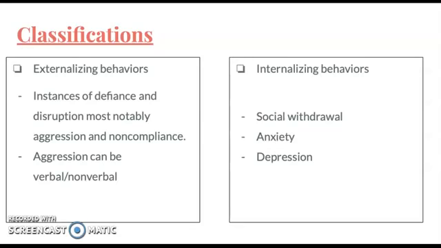The second classification is internalizing behaviors, which include social withdrawal, anxiety, and depression. Social withdrawal is when they spend an excessive amount in solitary play, meaning they're playing by themselves, and they have a lower rate of verbalization and positive social interactions with peers and adults. Anxiety is when they have difficulty concentrating, excessive worrying, or they seek reassurance. And depression is when they have pervasive symptoms that affect their mood and thoughts.